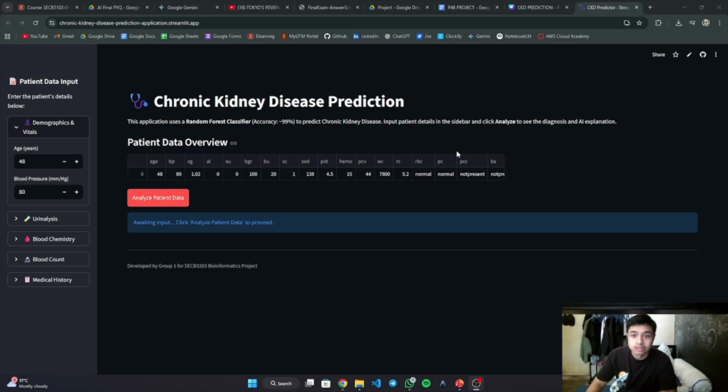Now moving on to the app demonstration, I'm going to demonstrate the actual application that we built using Streamlit. Here on the left sidebar, you can see that we have the patient data input. We organize the 24 inputs into logical medical groups like demographics, blood chemistry, and urinalysis to make it easy for doctors to use. So I'm going to input a scenario where it's a healthy patient.